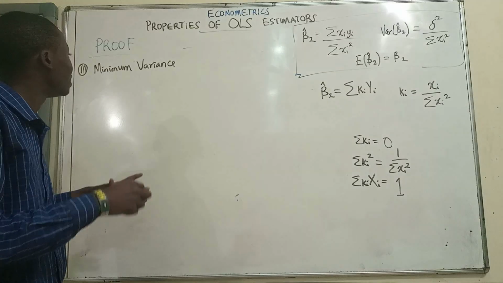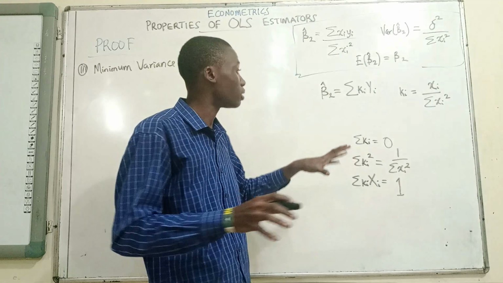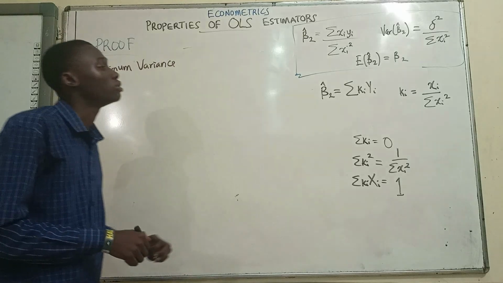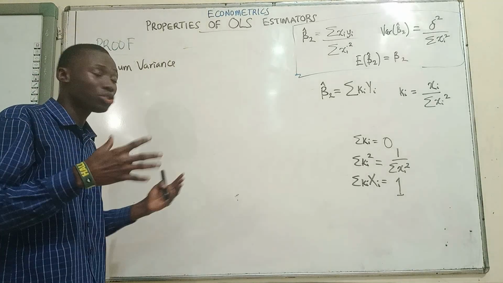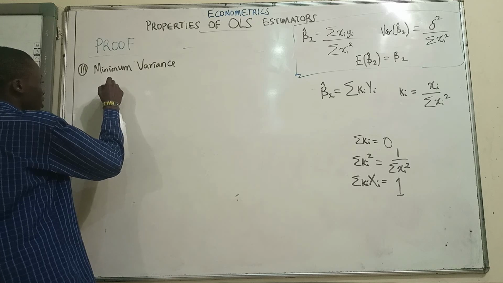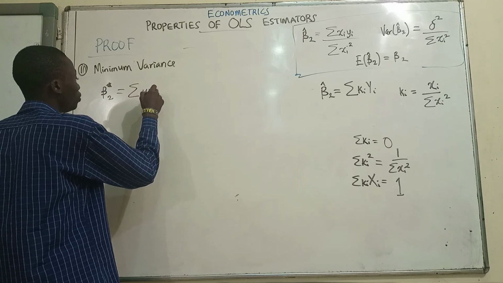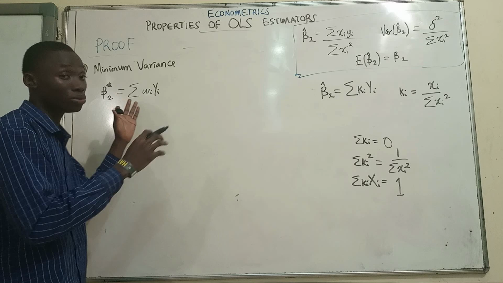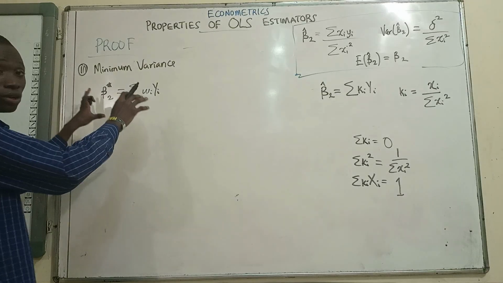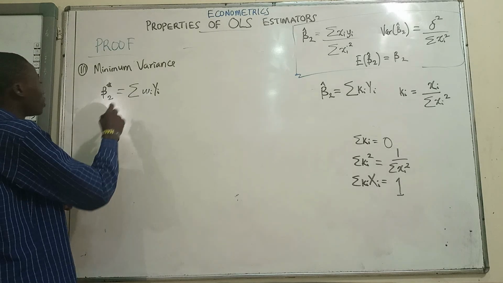Finally, we consider the minimum variance property. Recall that we defined beta 2 from the OLS estimator as the summation of k_i y_i, where k is x over the summation of x squared. Now let's picture another estimator, beta 2 star, and assume this estimator has weights W, not K. We're not trying to impose that W is equal to K. Let's just assume this, derive the variance for it, and see where it is minimized.